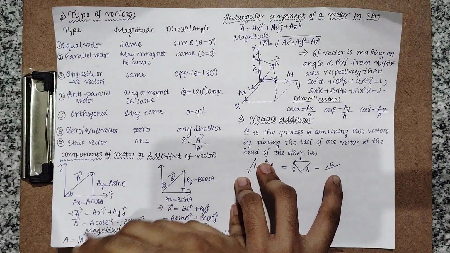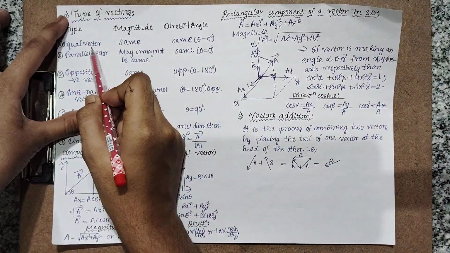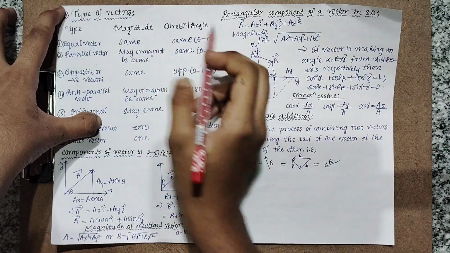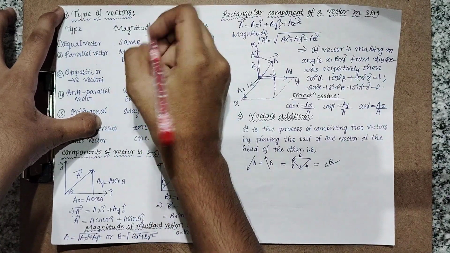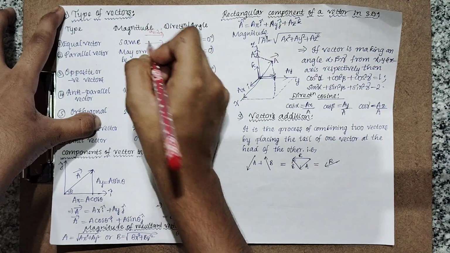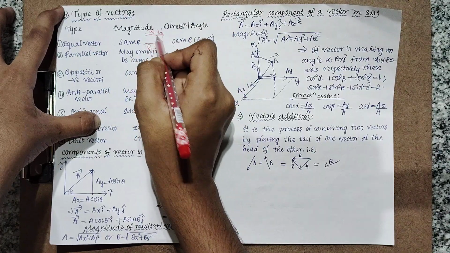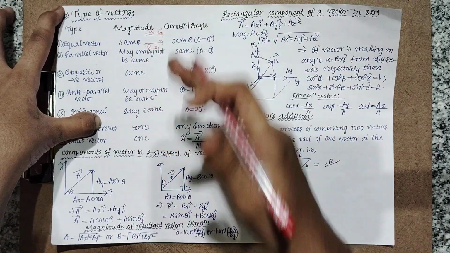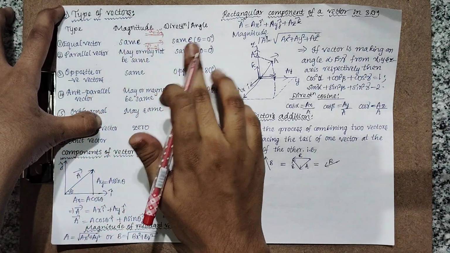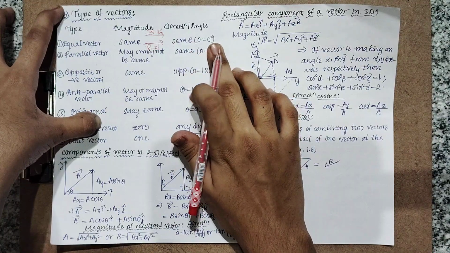Now coming to types of vectors. Now coming to equal vector. An equal vector is the one with the same magnitude and also the same direction. See, let us say a bar is equal to 2 i cap and let us say b bar is equal to 2 i cap. The direction is also the same and the magnitude is also the same. So a bar and b bar are said to be equal vectors if and only if they have the same magnitude and the same direction. In that case, the angle between the vectors is equal to 0 degrees.